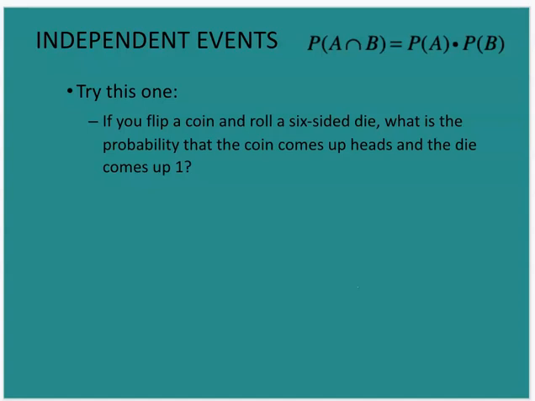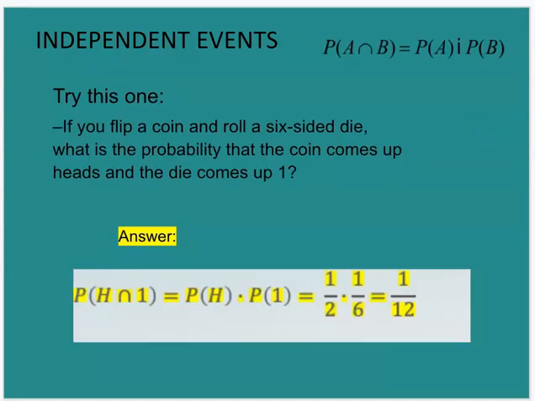If you flip a coin and roll a 6-sided dice, what's the probability that the coin comes up heads and the die comes up 1? Remember, these are independent events because it doesn't matter what I get on the coin. It doesn't affect my dice. So the probability of heads and a 1 would be the probability of heads times the probability of 1, which would be 1/2 times 1/6, which would be 1/12.